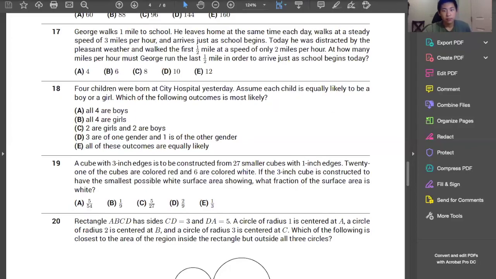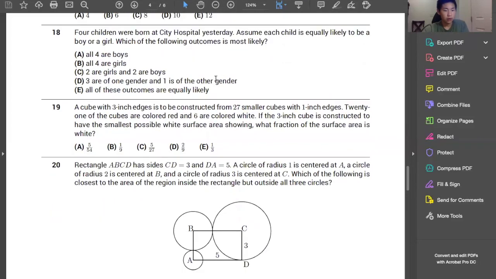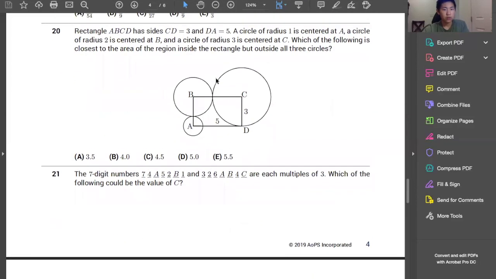Any questions so far? Okay, let's go on to question 20.